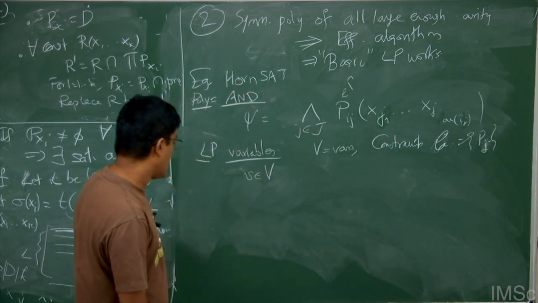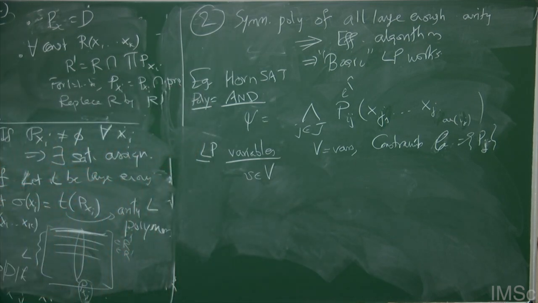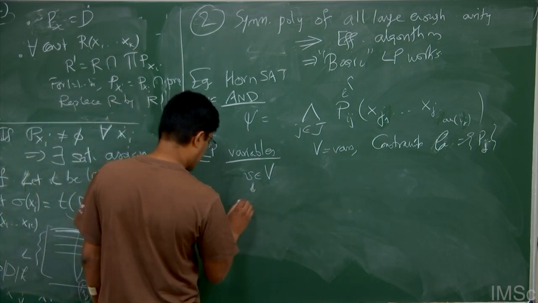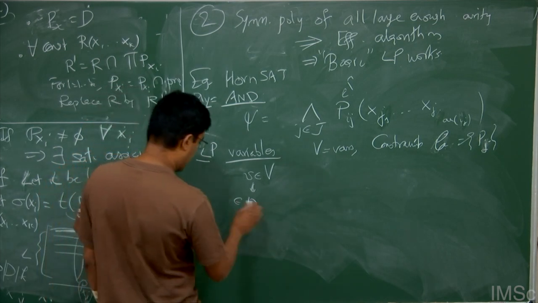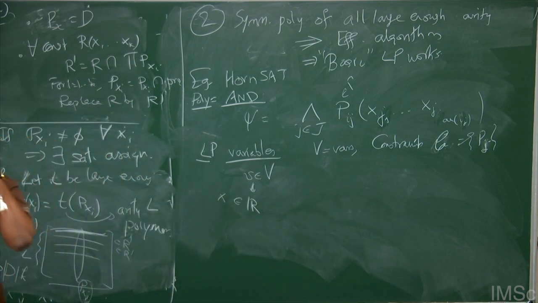Whatever. So for each variable, I need to assign a value from this domain D. So instead, I will allow fractional values. So it will be allowed a value, there will be a vector xv. So actually, maybe I should refer to my notation so I don't mess up this part.